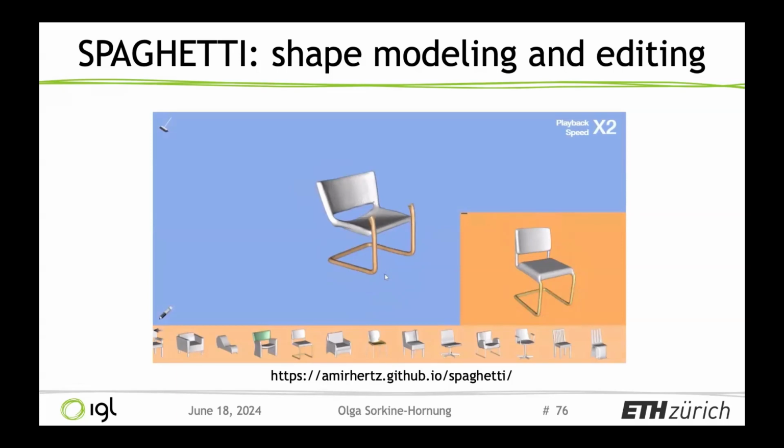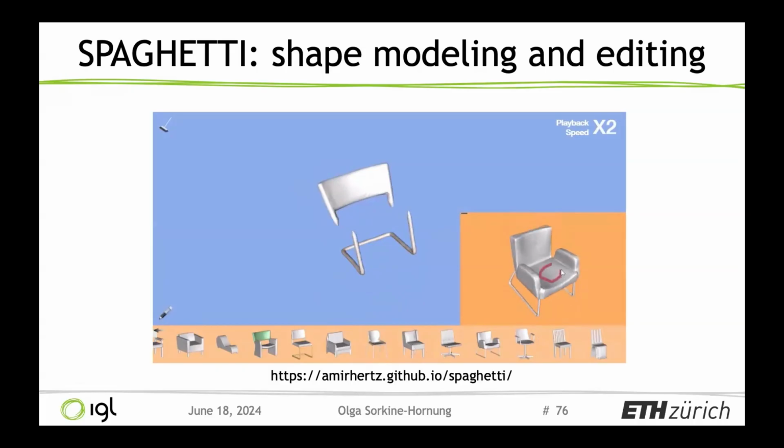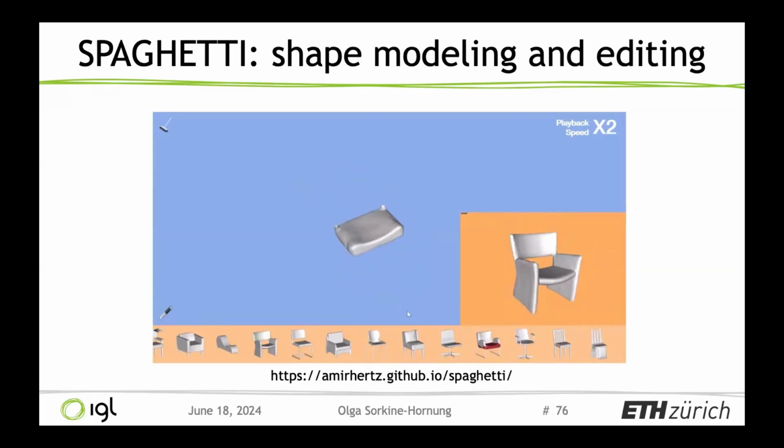Here's another example of creating new shapes by mixing and matching parts from different shapes and also editing those parts. So you can see in the bottom the user action, and in the main blue part you see the result that is then generated by this spaghetti network. So you see that, yeah, it can produce fairly intuitive edits of the shape.